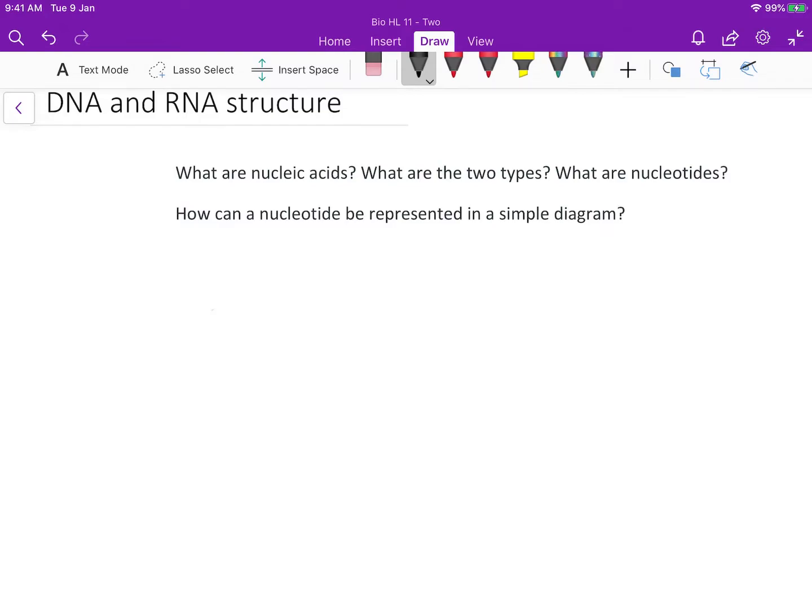So here are the questions. What are nucleic acids? What are the two types? What are nucleotides? And how can a nucleotide be represented in a simple diagram?